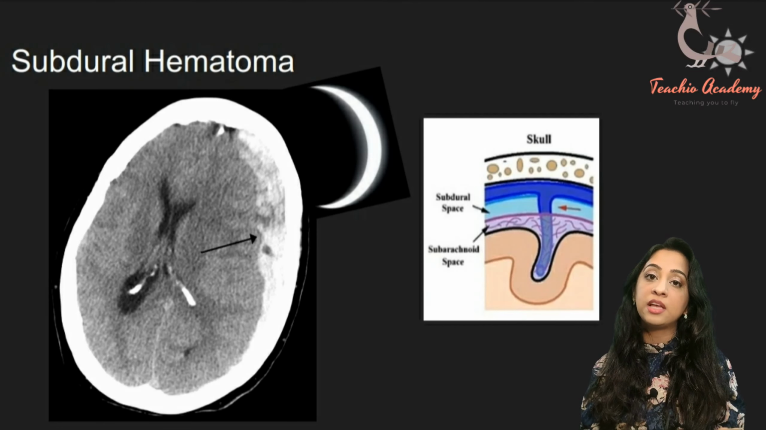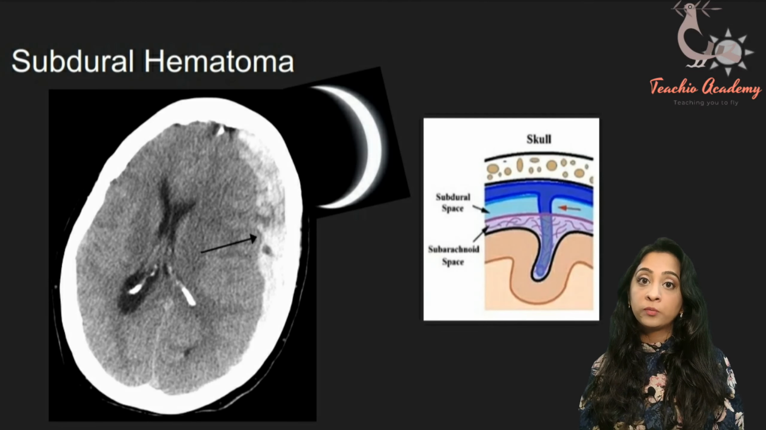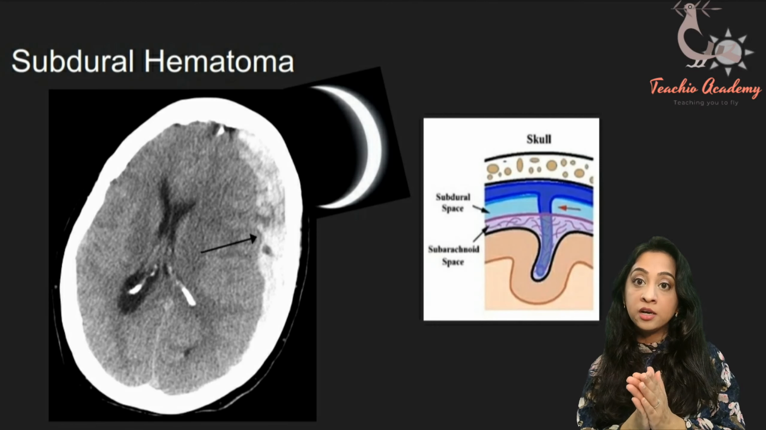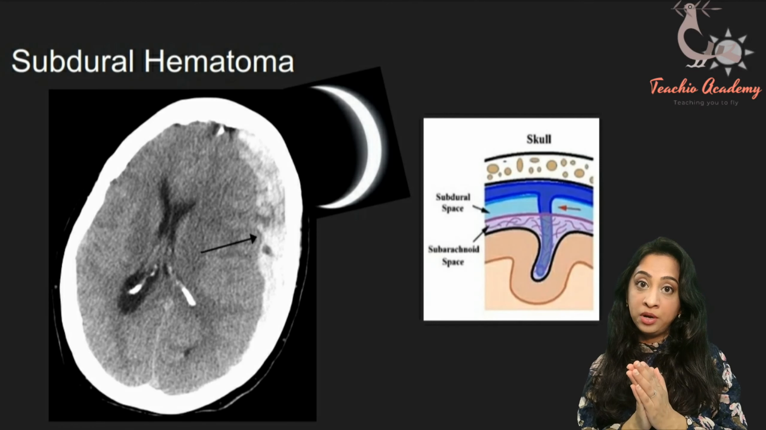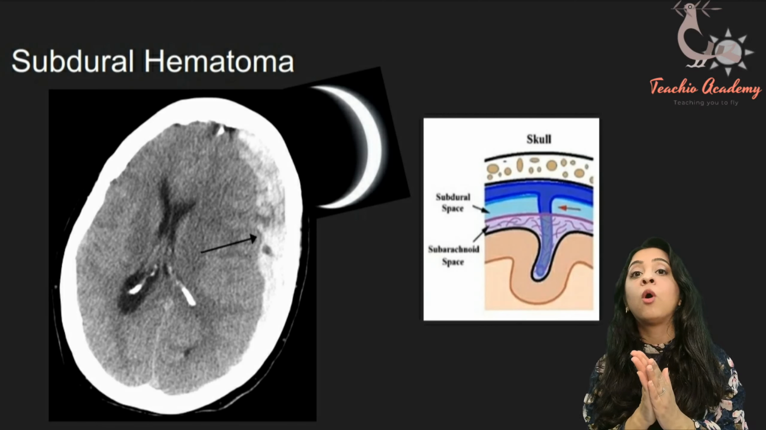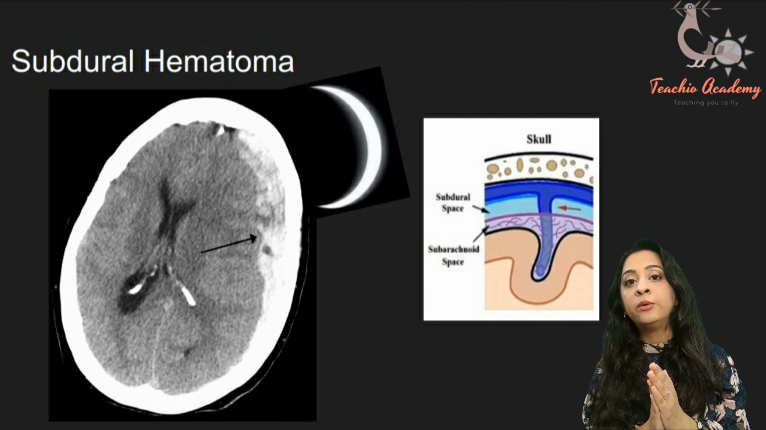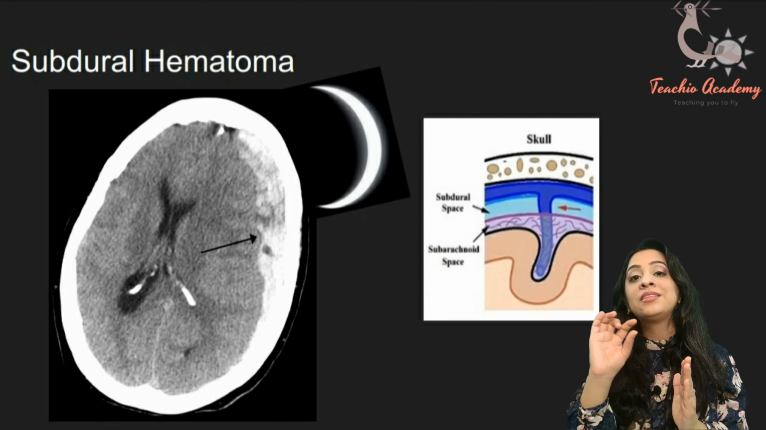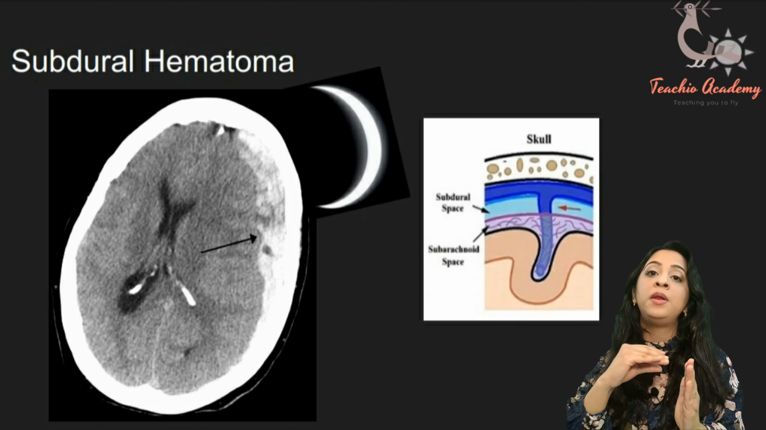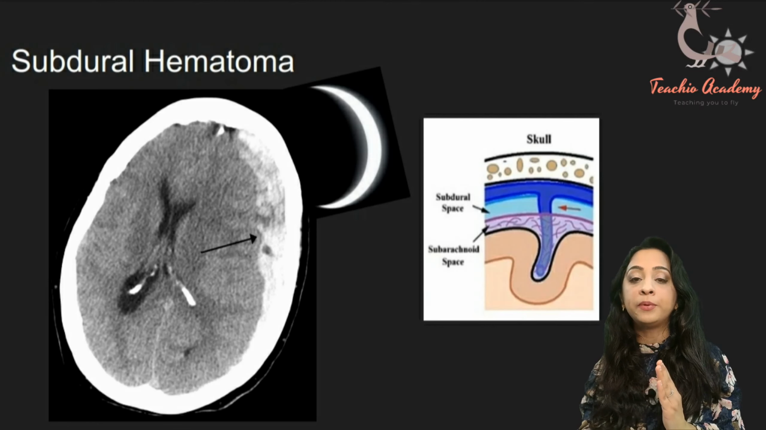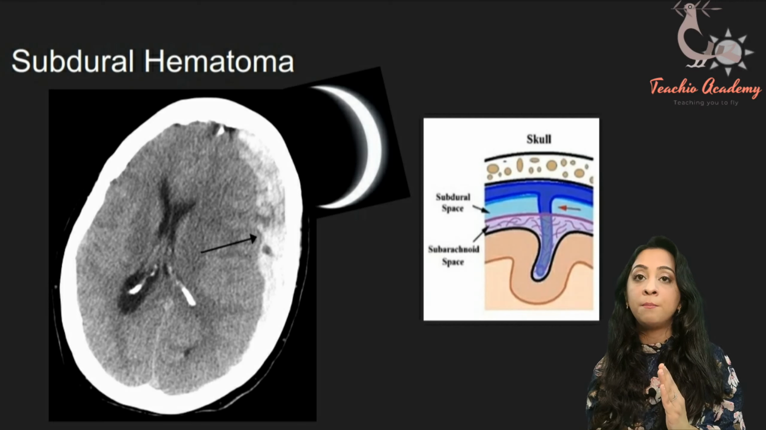Now venous bleeds are generally slow. Okay, so you've got 2 pliable layers of meningeal membranes, and in between them you've got a slow bleed. So the bleed appears like a crescent moon because the blood is able to creep beneath the pliable membranes.